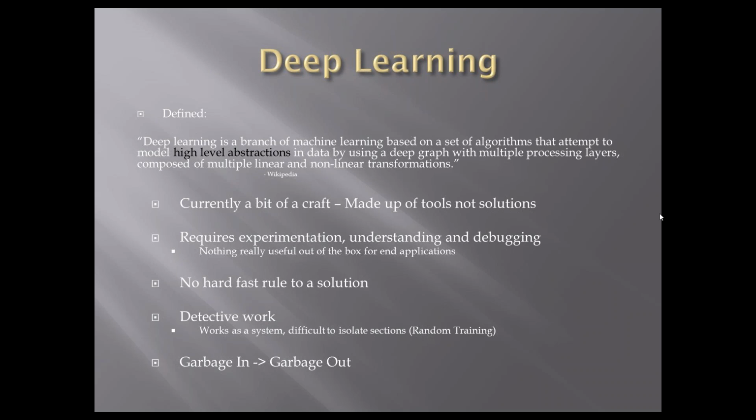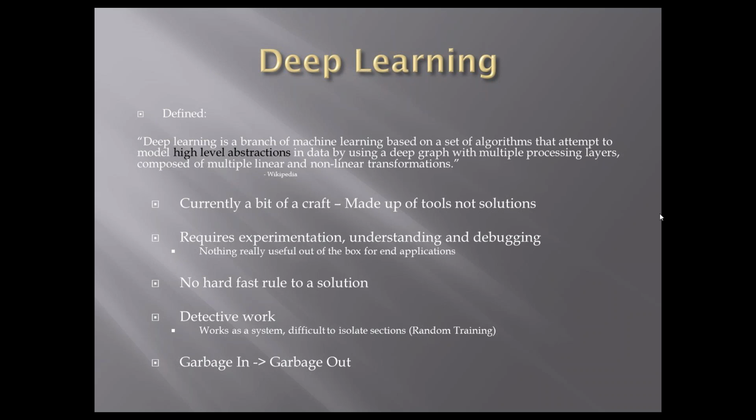We'll talk a little bit about general feedback and how you might be able to debug your own network and what you might be able to do as we go through here. Again, it's a little bit of detective work that you're going to learn to get through this. The other challenging part of machine learning is it works as a system. It's difficult to isolate sections.